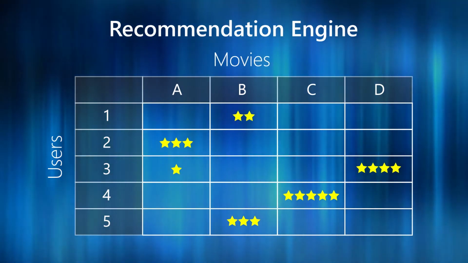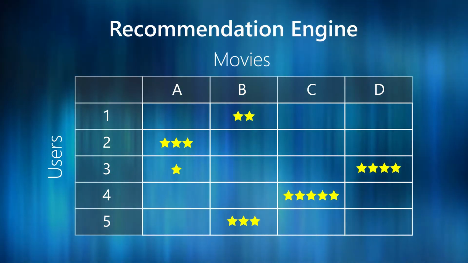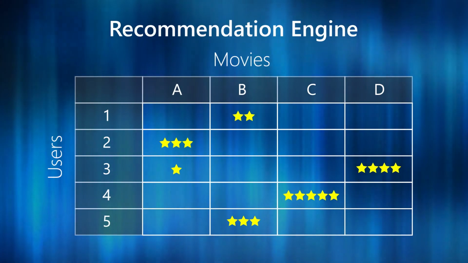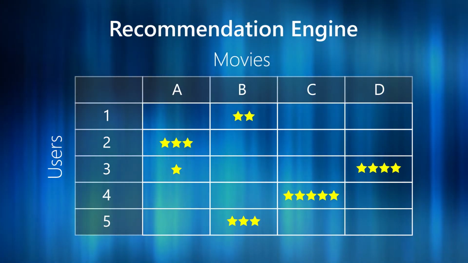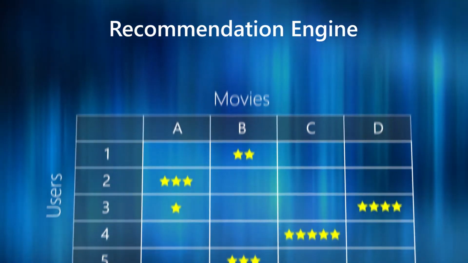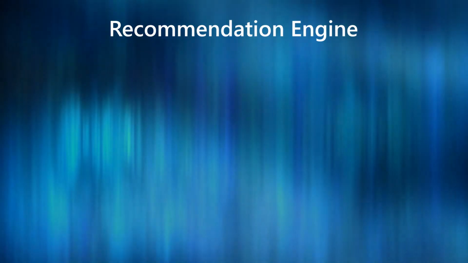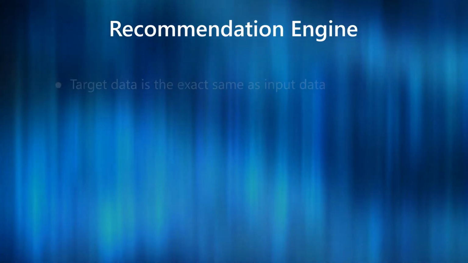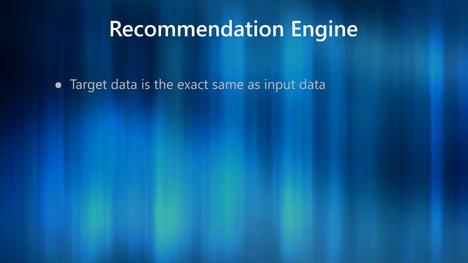The data is quite sparse, which means that most ratings are 0. We're going to create an autoencoder where we input all the movies a user has rated so far and get back a prediction for the rest. How does it work? As with standard autoencoders, the target data is exactly the same as the input data.